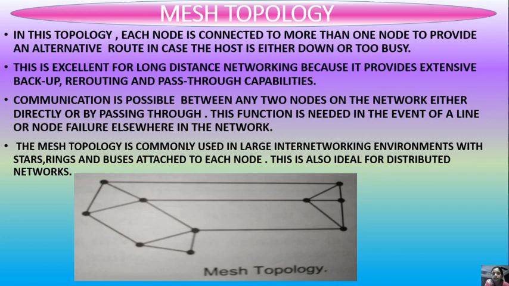This is excellent for long distance networking because it provides extensive backup, rerouting and pass-through capabilities. Communication is possible between any two nodes on the network either directly or by passing through. This function is needed in the event of a line or node failure elsewhere in the network. The mesh topology is commonly used in large networking environments with stars, rings and buses attached to each node. This is also ideal for distributed networks. So this is the mesh topology.